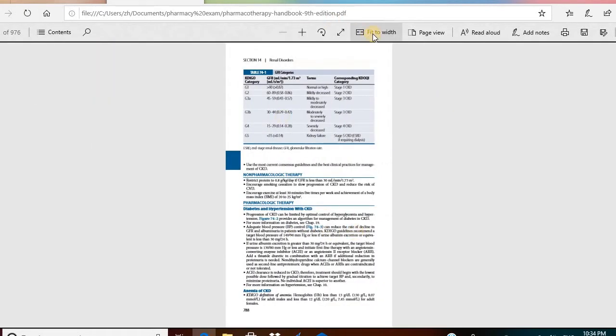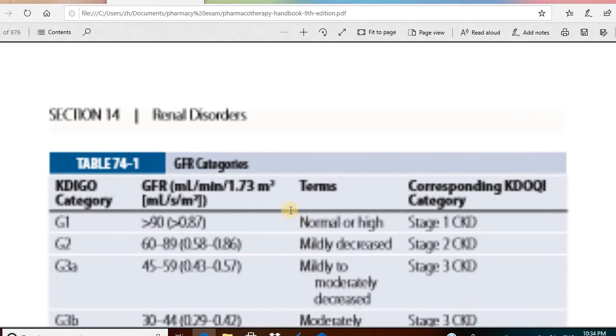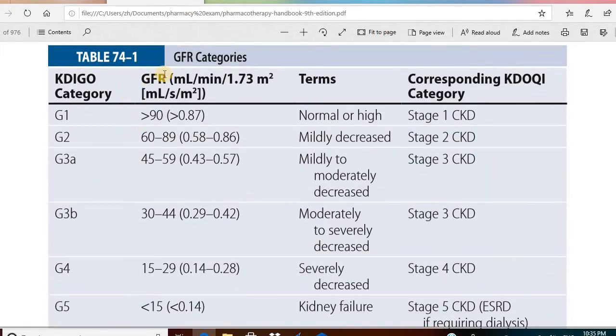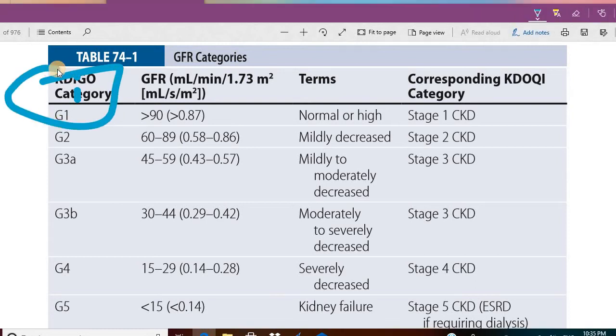So in this page, see, this is a figure 74.1 which we have discussed in the previous page. And here they are explaining the KDIGO category. This is the KDIGO category.